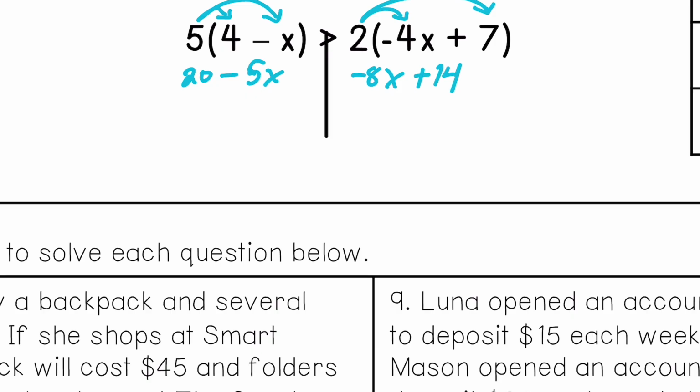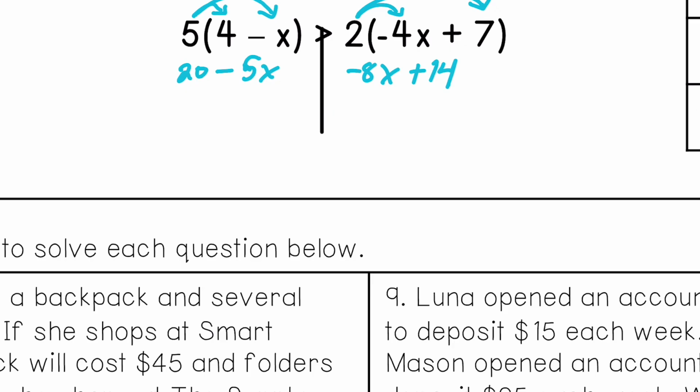From there, again, I move my x's first. So I add 8x to both sides. 8x and 8x goes away, and what I'm left with now is 20 plus 3x. 14 falls down.